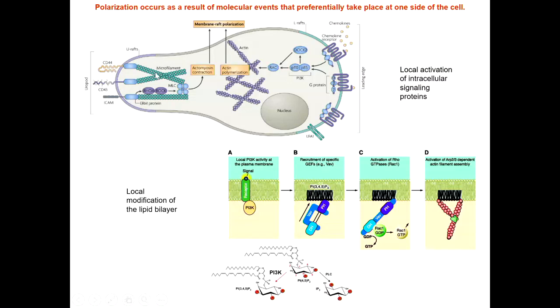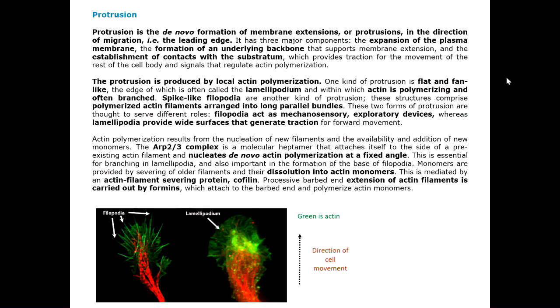So the backside of the cell has a lot of Rho. It's slow. It doesn't want to go that way. And then the RAC on the front side is going to help make new actin, make the cell go this way. All right, and we'll come back to that in a bit.